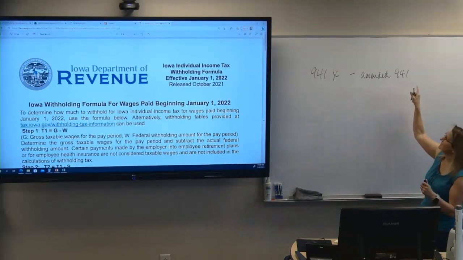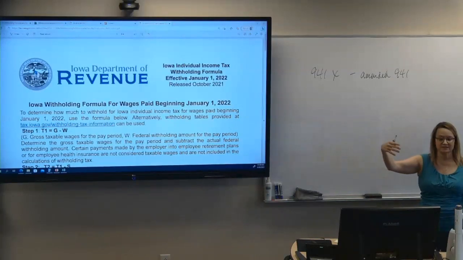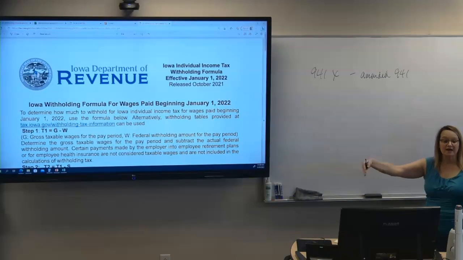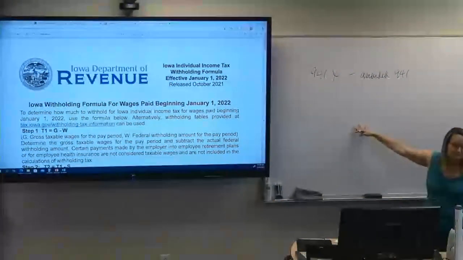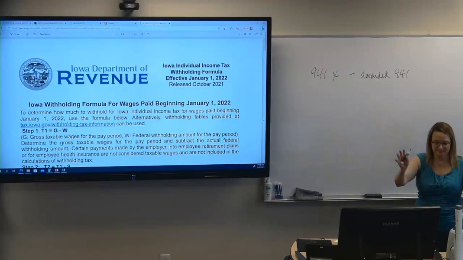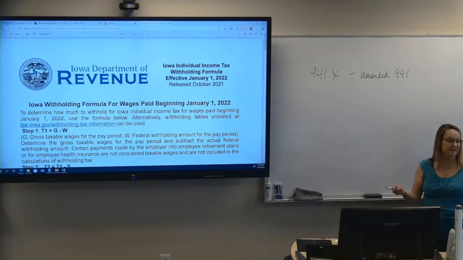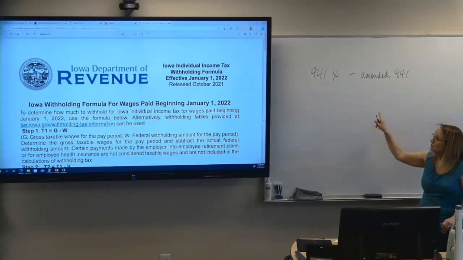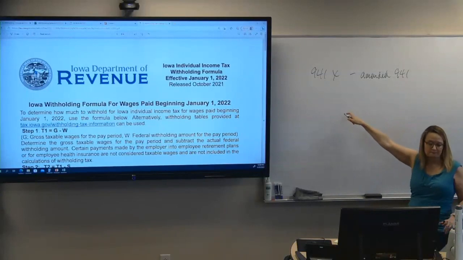So the 941X is an amended 941. You're fixing a previous 941 that you've already filed. If you haven't already filed it, don't do this one. Just throw the old one away and do a new 941. Like if you're ready to mail it off and you figure out you made a mistake, don't mail it, just do another 941.